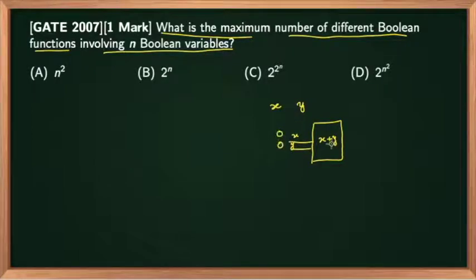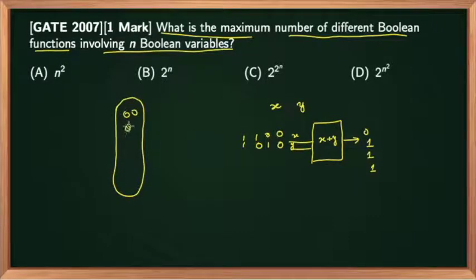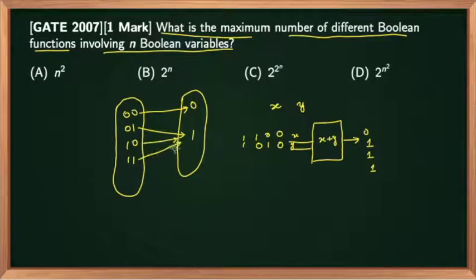And what are the different combinations you can give here? You can give 0, 0, and the output will be 0. You can give 0, 1, the output will be 1. You can give 1, 0, the output will be 1. If you give 1, 1, the output will be 1, right? So basically, it's a mapping of pairs 0, 0, 0, 1, 1, 0, 1, 1 to 0, 1. So 0, 0 is mapped to 0, 0, 1 is mapped to 1, 1, 0 is mapped to 1, and 1, 1 is mapped to 1. So this is a function, let me call this F1.